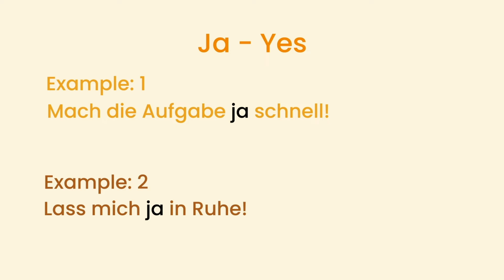So as you see in the examples, in the first one you're trying to say something like, please do it really fast. You're trying to emphasize that. In the second one, you're really asking somebody to let you be in peace. So this is more like a warning, or a very polite way of giving a warning, I would say. This was the first application of the first modal particle which we are talking about today, ja. Let's move ahead to the next one, which is schon.